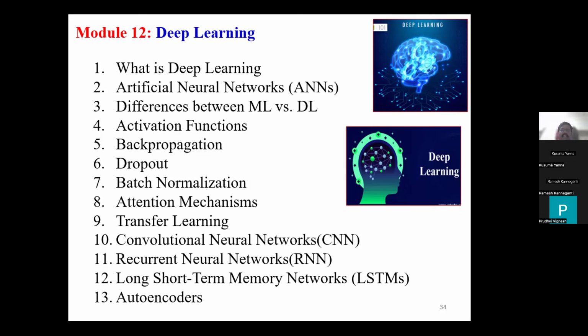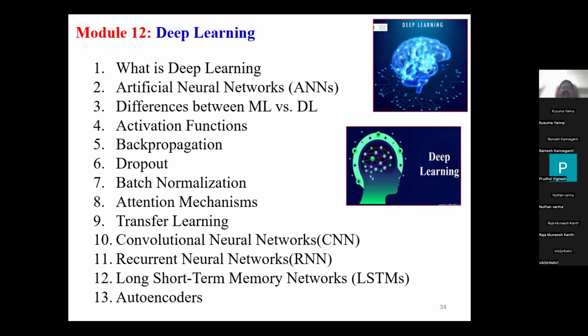Here there are three important famous algorithms that everybody is using right now. Convolutional neural networks: if you are doing image classification, go for CNN. If you are doing audio and video based recognition applications, go for recurrent neural networks. If you are working on very complicated applications with audio, video, unstructured data, go for LSTM, long short-term memory networks, then autoencoders.